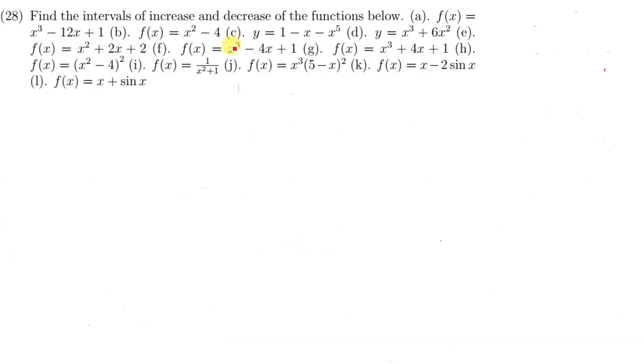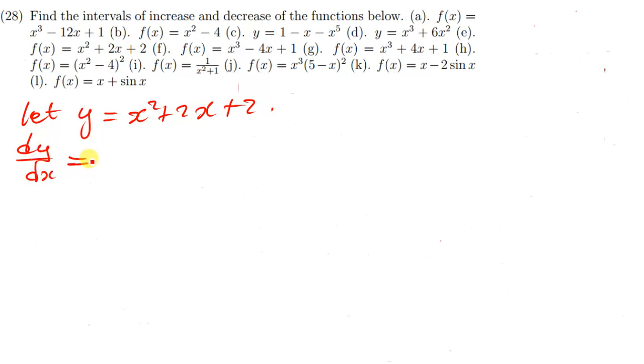Okay, so we get another question. Let y be equal to x squared plus 2x plus 2. For this function, we also first have to find dy dx. So dy dx for this function will just be 2x plus 2. After finding dy dx, the next thing we are going to determine is the interval. And how do you determine that? You first have to find the critical points, and then you use that to find the interval.